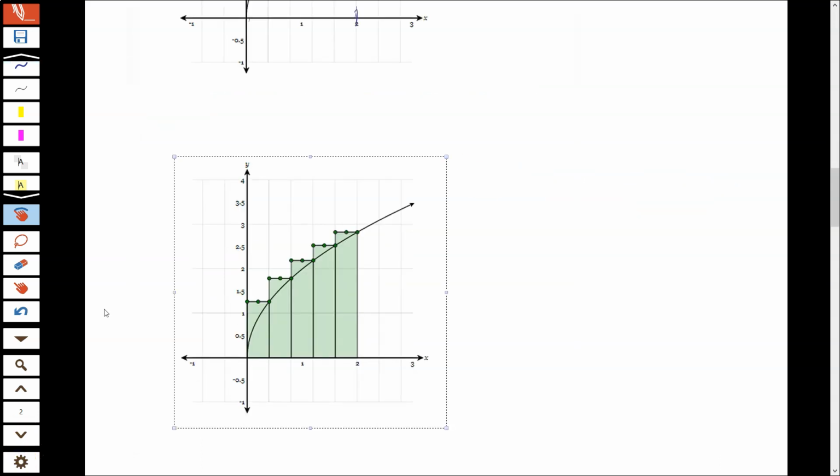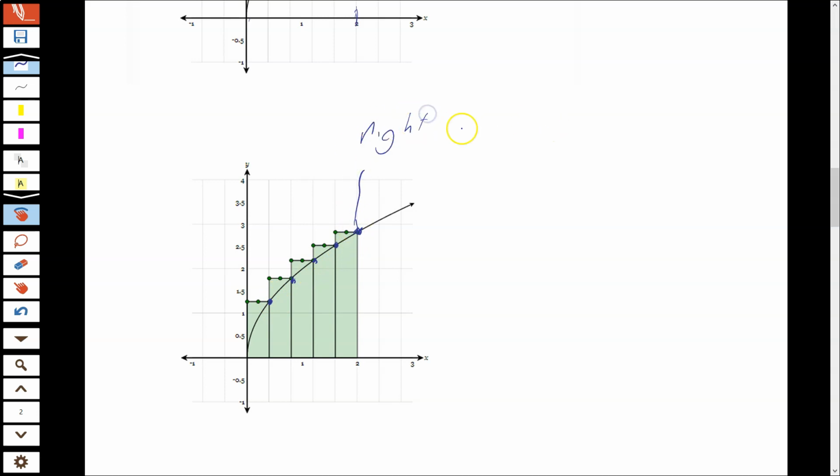So here's our right Riemann sum. And notice it's a right Riemann sum. The right-hand side, the right corner of each rectangle, is the part of the rectangle that is on the function. That's really important to capture in your notes, because if you get these wrong, this is going to be why. So the right corner is on the function for a right Riemann sum.